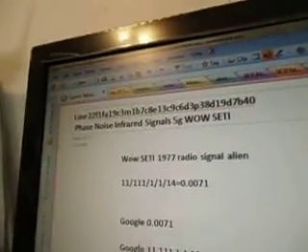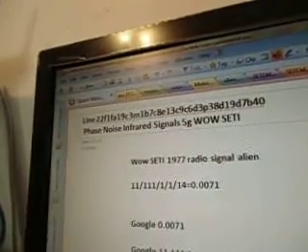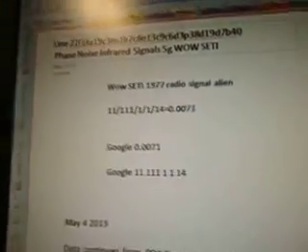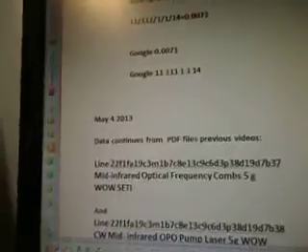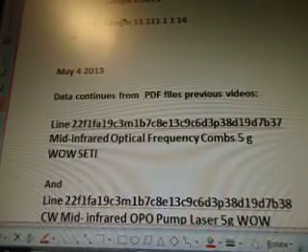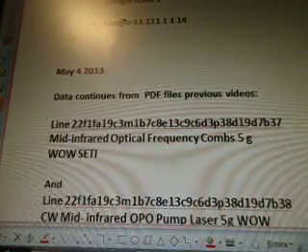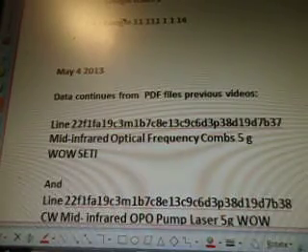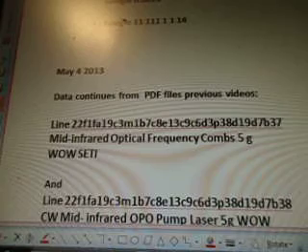22f1fa19c3m1b7c8e13c9c6d3p38d19d7b40. Phase noise infrared signals 5G Wow Seti. And there's the alien radio signal. And this is May 4th, 2013. Today's the 20th. So this is infrared phase noise signals for a UFO space communications device from a PDF file.